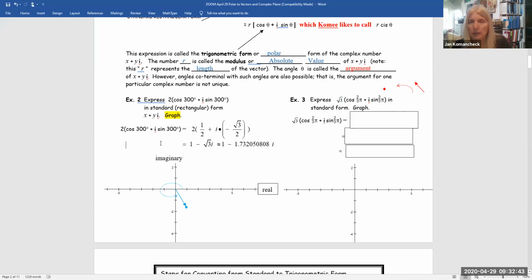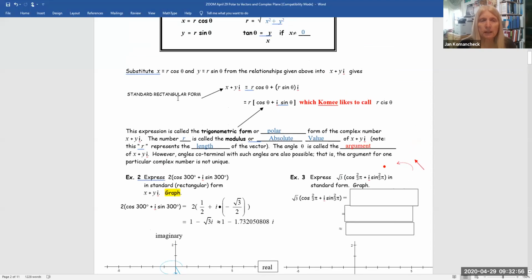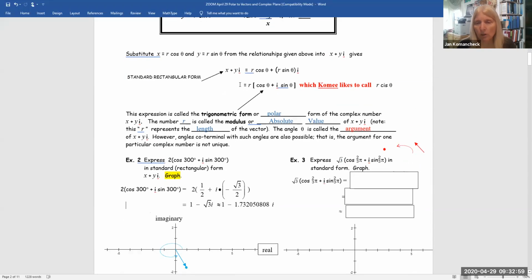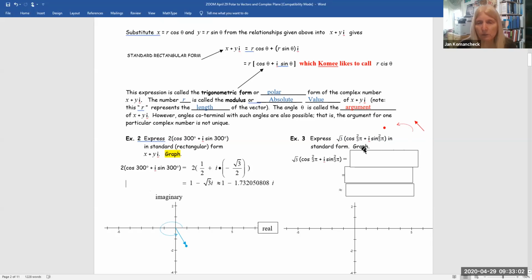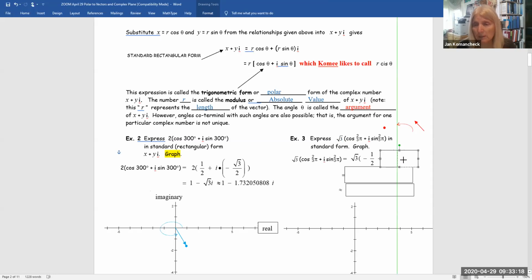Example 3. It says express the square root of 3, cosine 2 pi over 3 plus i sine 2 pi over 3, in standard form. And standard form is x plus yi. So all you do is multiply it all out. Oh, and then it says graph it. Okay, so I've got radical 3. The cosine of 2 pi over 3, I hope you know the cosine of 120 degrees is -1/2. Yes. The sine of 120 degrees is positive radical 3 over 2.